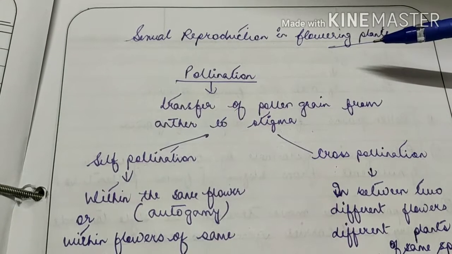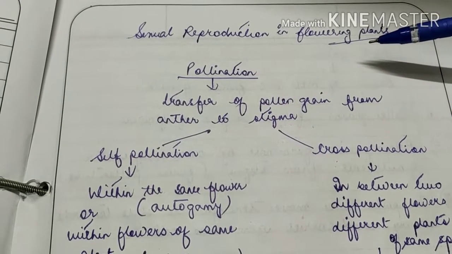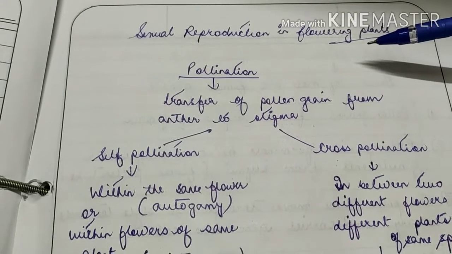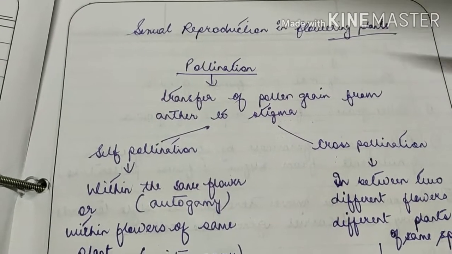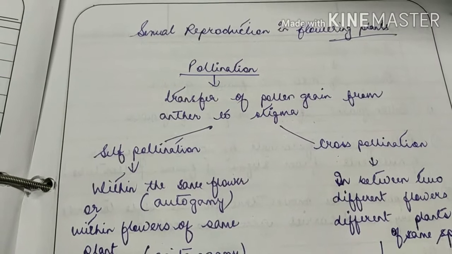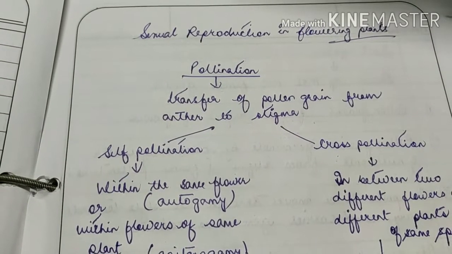The stamen is the male reproductive part, which is made up of anther and filament, and the carpel or pistil is the female reproductive part, which is made of stigma, style and ovary. We have also learned about the male and female gametes.